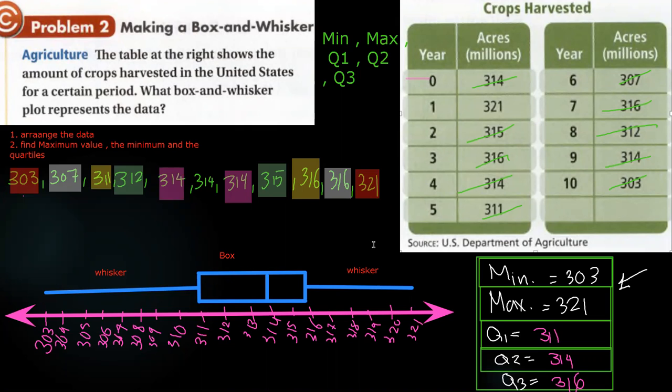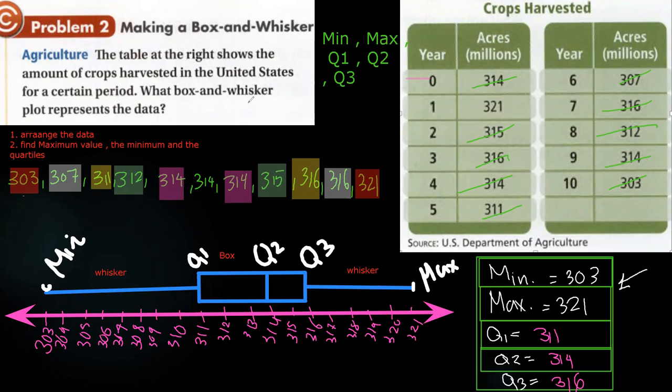This is my rectangle, my box. In the middle, there's a line between them, and this line couldn't be in the middle. Sometimes it could be near Q3, sometimes it could be near Q1. I will draw it, which is Q2 here. So this is Q1, this is Q3, this is Q2. And then this is the maximum point, and this is the minimum point.